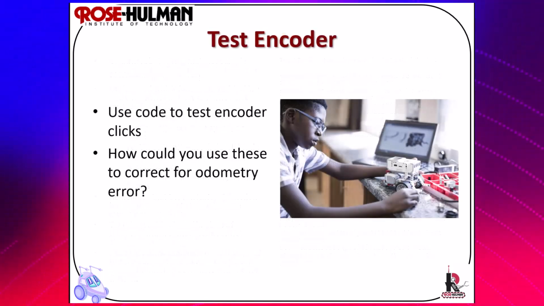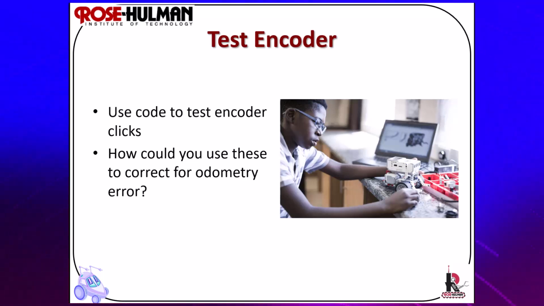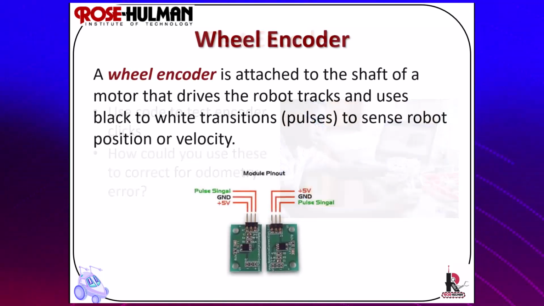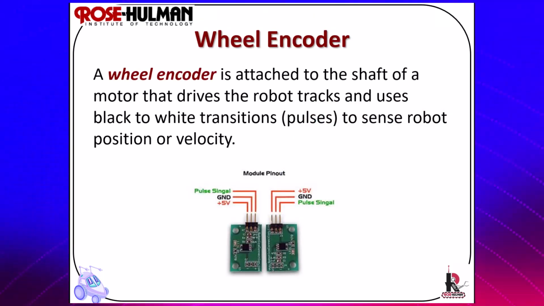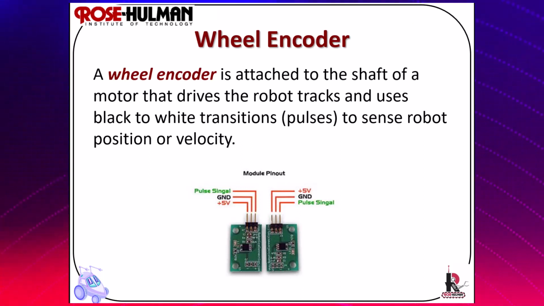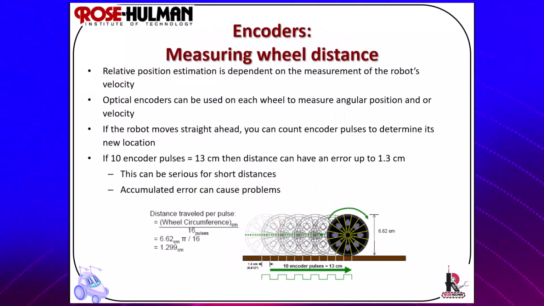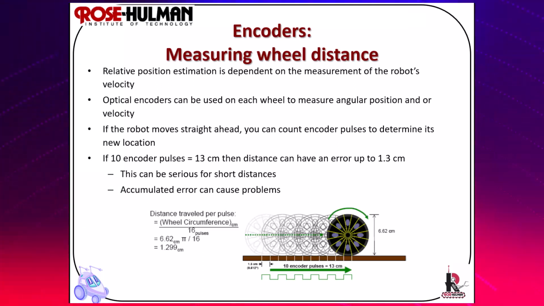So recall that for the circle and the figure 8, you don't have to use the encoders, but for go to angle, go to goal, and the square, you need to use the wheel encoders for feedback in order to correct for odometry error. A wheel encoder is attached to the shaft of a motor that drives the robot, tracks and uses black to white transitions or pulses to sense the robot's rotations. So the relative position estimation is dependent on the measurement of the robot's velocity. These optical encoders can be used on each wheel to measure the angular position and/or velocity. If the robot moves straight ahead, you can count encoder pulses to determine its new location.